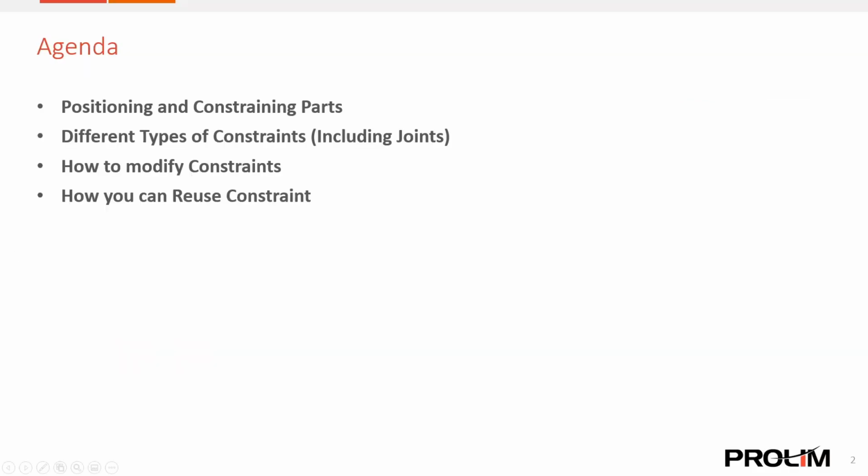Moving to our agenda for today, we're going to be talking about positioning and constraining parts, the different types of constraints you have available inside of NX to use, as well as joints, which were added in a previous version, how you can modify those constraints and make changes to them, and how you can reuse those constraints for parts that are going to be repeatedly brought into an assembly.